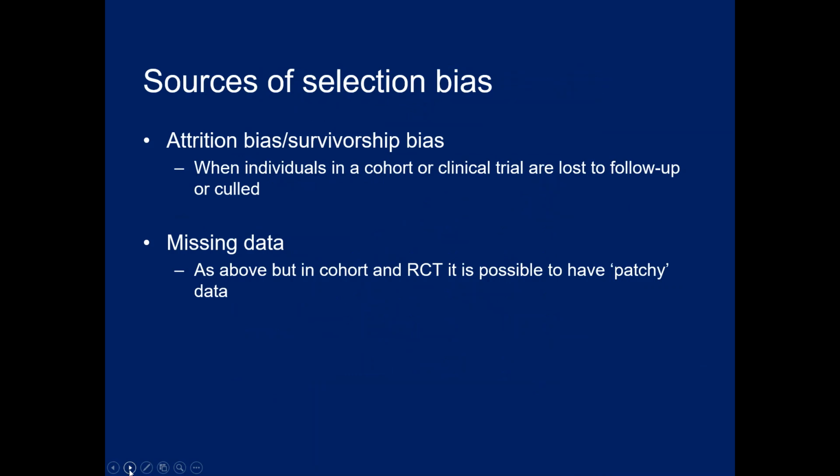Another source of problem is attrition bias or survivorship bias, and that's when individuals in a cohort or a trial are lost to follow-up. So anything where there is a follow-up has the opportunity that you wouldn't be able to follow them. And so in veterinary medicine, particularly production medicine, we have the issue of culling. Another thing that can happen when we do longitudinal data is that we can have this kind of patchy data, so data could be missing at various time points.